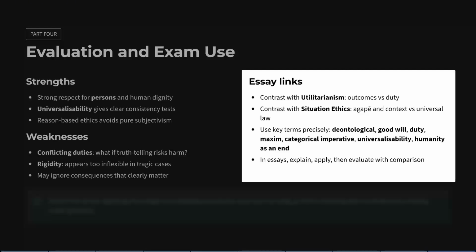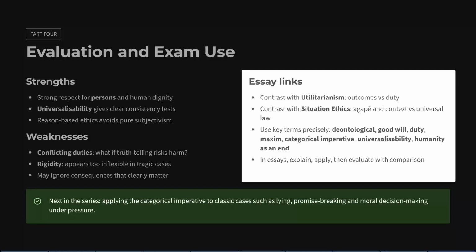Now, the key terms that you must precisely use in your essays are ones like deontological, goodwill, duty, maxim, categorical imperative, universality, formula of universal law, formula of humanity, kingdom of ends, hypothetical imperative, acting from duty, acting in accordance with duty. The next video in this series will apply the categorical imperative to classic cases like lying, promise breaking, and moral decision making under pressure. And that will show you exactly how the theory works in practice and where it faces its most serious challenges.